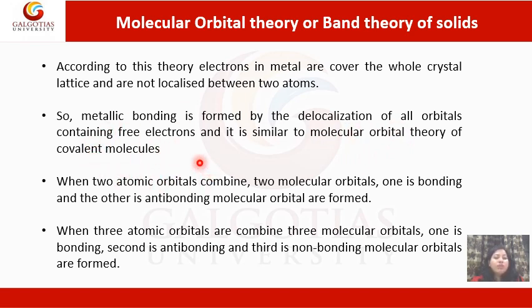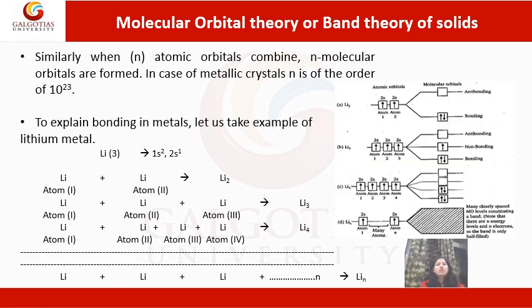When two atomic orbitals combine together, two molecular orbitals are formed, in which one is bonding and another is anti-bonding molecular orbital. Similarly, when three atomic orbitals are combined, three molecular orbitals are formed, in which one is bonding, second is anti-bonding, and third is non-bonding. Similarly, when n atomic orbitals combine, n molecular orbitals are formed. In a metallic crystal, n is of the order of 10 to the power 23.